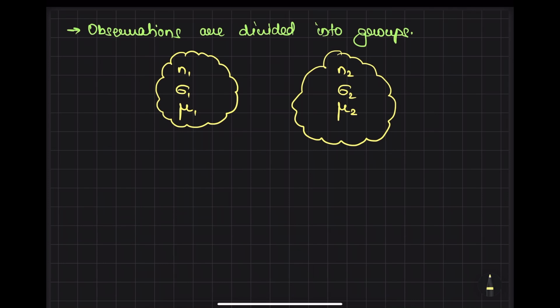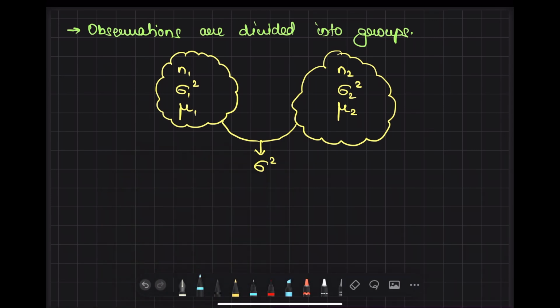Okay. So how will you connect the variance of these two groups with the combined variance? Okay, so this is variance, not standard deviation. So look at the idea. So the result is, you have to memorize this formula.